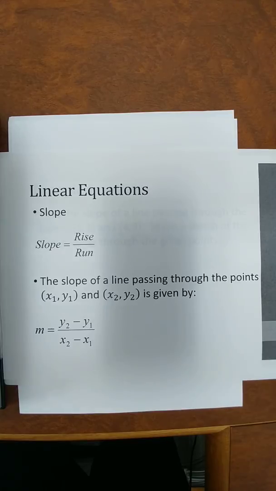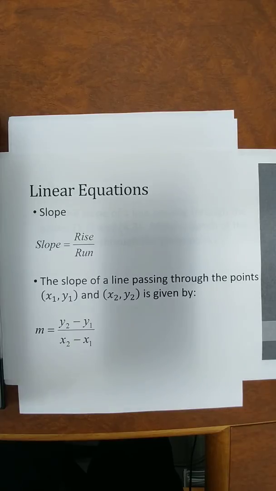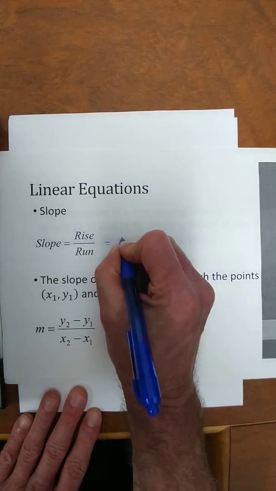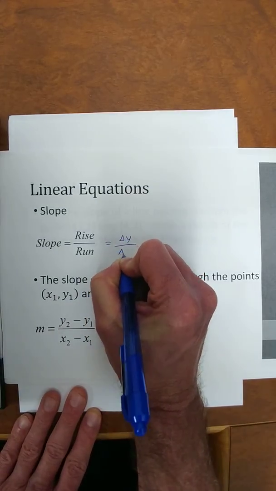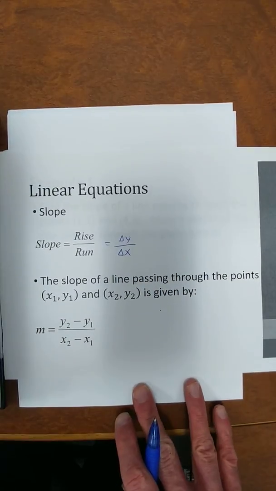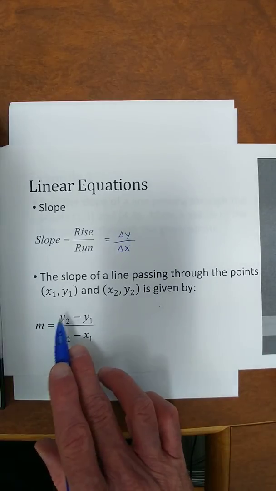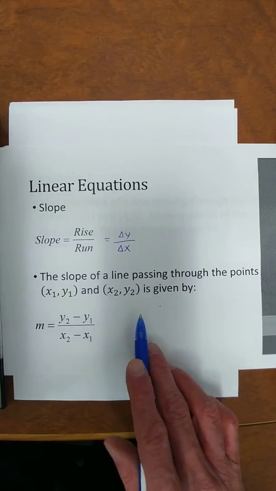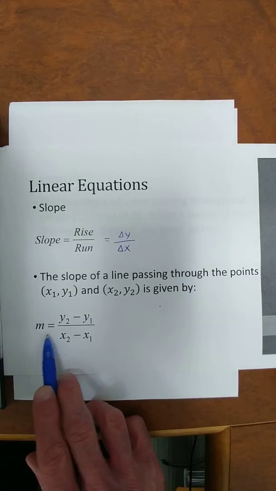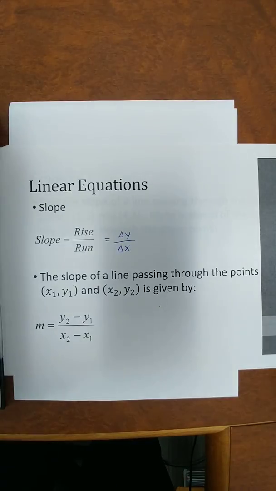The idea of a linear equation is it has a slope, which is defined by rise over run, and that's our typical normal definition of rise over run. It also can be the change in y over the change in x. Also, we'll talk about the equation to find the slope of a line passing through 2 points, x sub 1, y sub 1, and x sub 2, y sub 2. And that is given by m is y sub 2 minus y sub 1 over x sub 2 minus x sub 1.